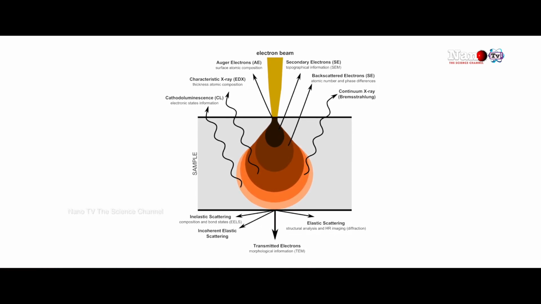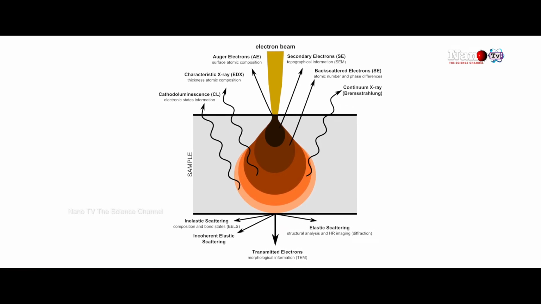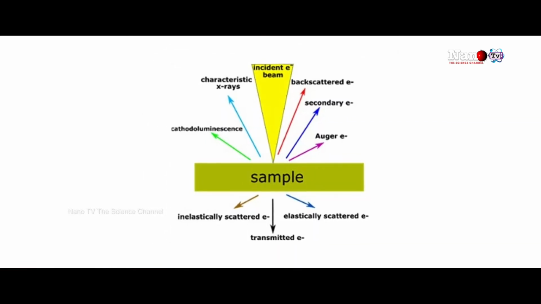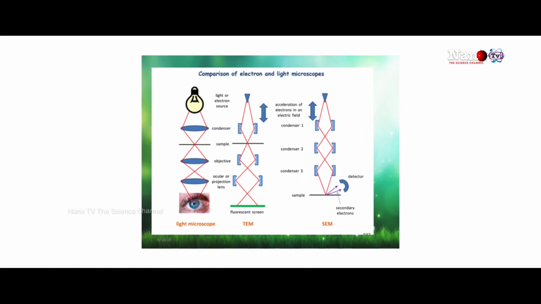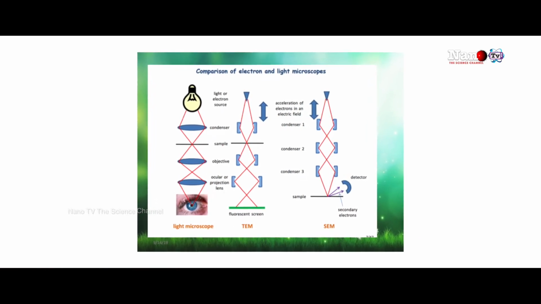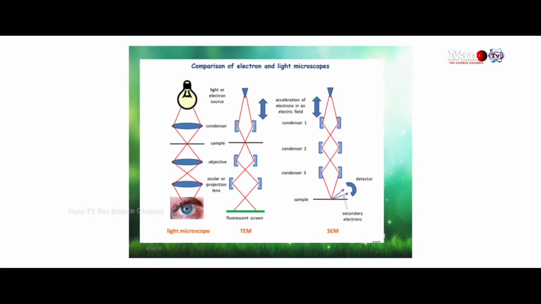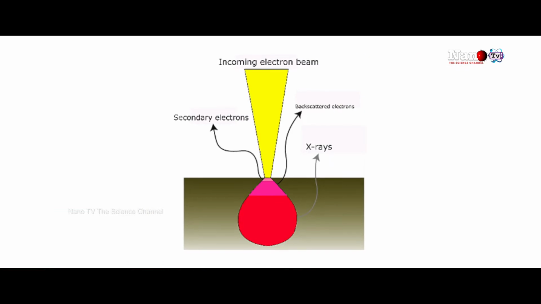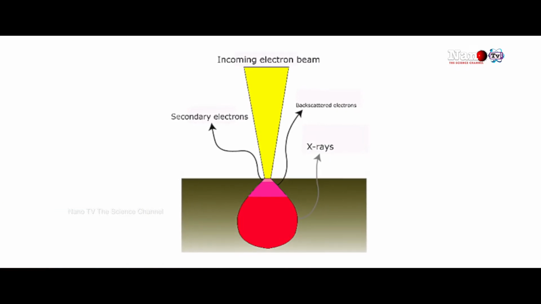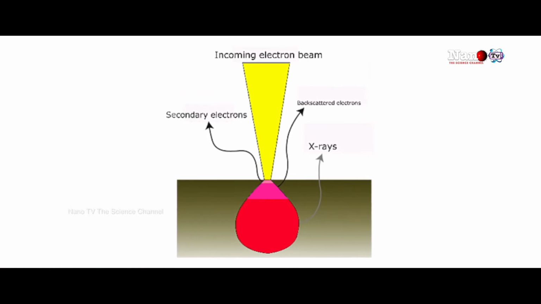After this interaction happens, some of the electrons will bounce back, some of the electrons will go inside, and some of them will be absorbed. After interaction, there are two types of interaction possible: one is elastic scattering and the other is inelastic scattering. If these signals are reflected back from the surface, it is called scanning electron microscope. If it is transmitted through the sample and we collect the information at the back focal plane, it is called transmission electron microscope.